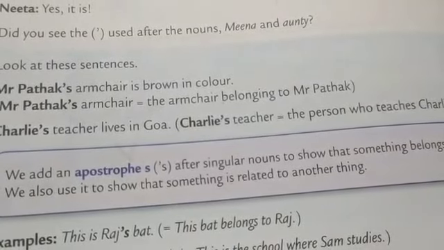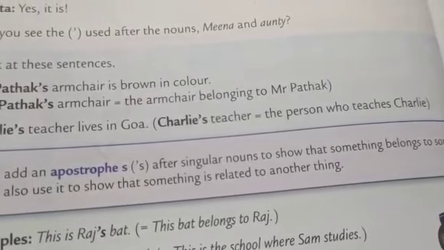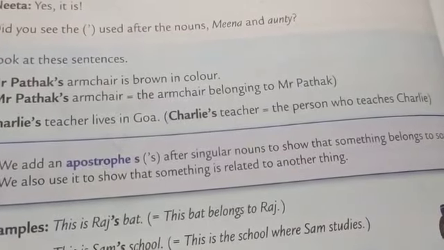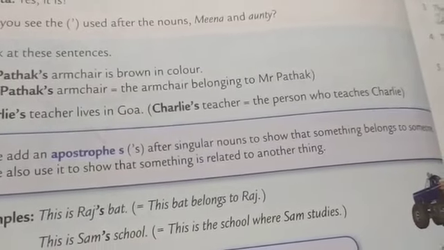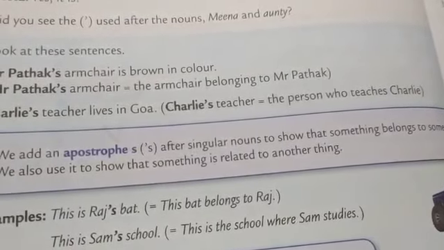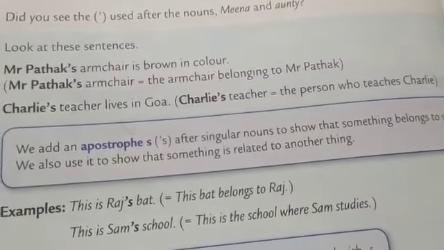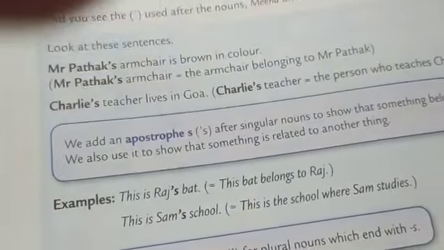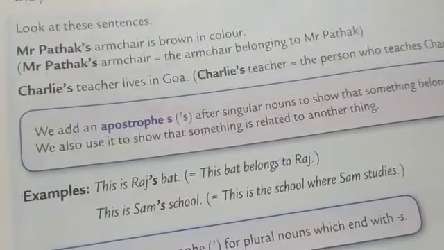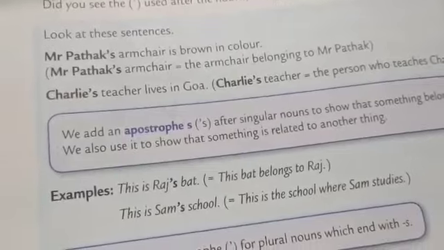Charlie's teacher lives in Goa. Whose teacher? Charlie's teacher. The person who teaches Charlie. We add an apostrophe s after a singular noun to show something belongs to someone. We also use it to show that something is related to another thing. Always remember, student, the apostrophe s rules which I have already taught you. And here are the examples of belongingness, how we can use it by adding apostrophe s and apostrophe.